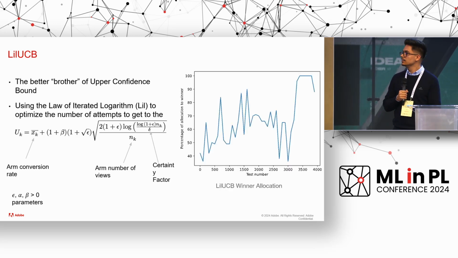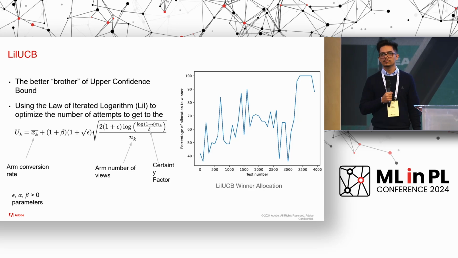And this is the winner allocation that we got. It was pretty good because it maximized the allocation to the winner fairly early compared to the other methods. And at the same time, it still kept exploring other possible options.